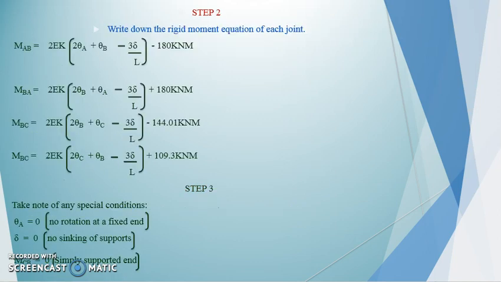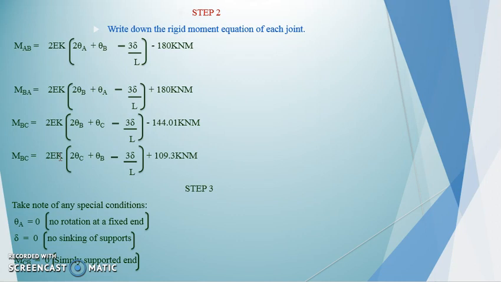Here you have, with this rigid moment equation, the EI, which is the flexural rigidity, is constant, so you get that out. You'll be left with 2K bracket of 2 theta C plus theta B minus 3 deflection all over L plus 109.3. Now from the special condition we have that this is 0. So since this is 0, the whole of this is now 0.